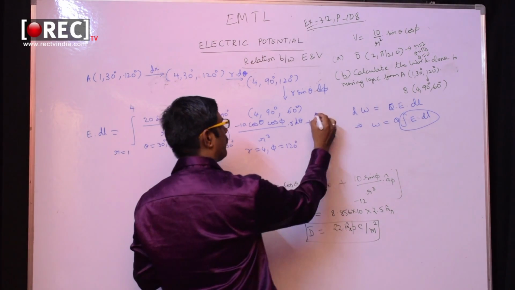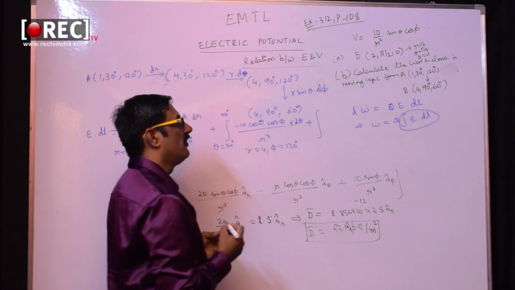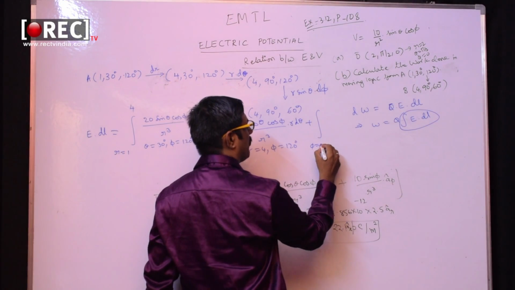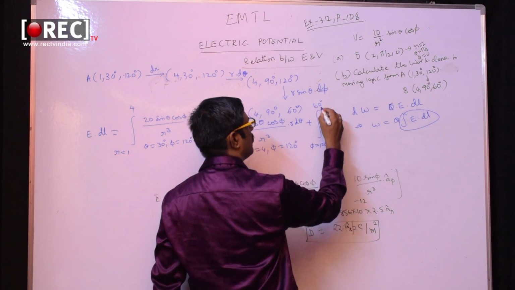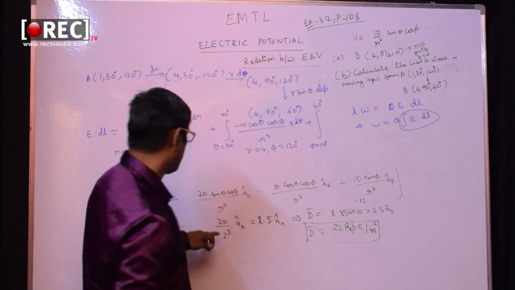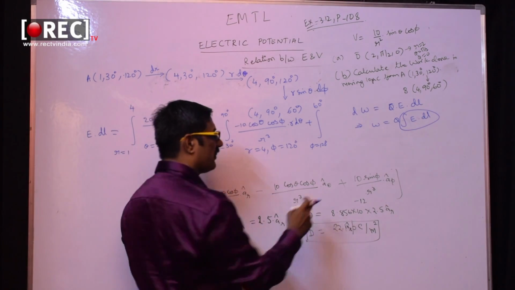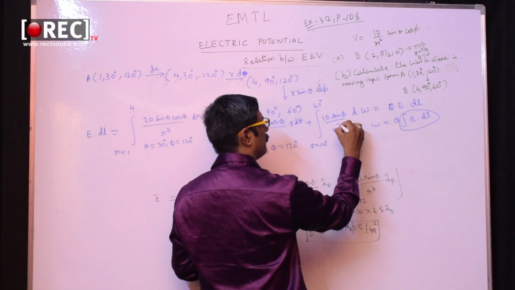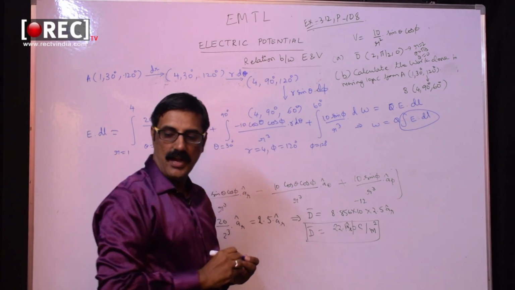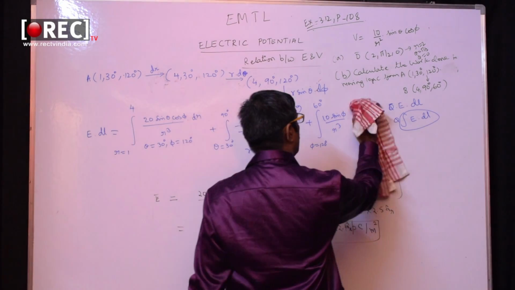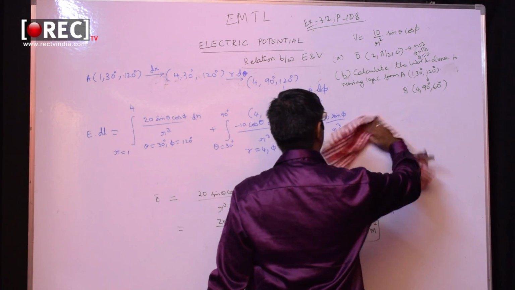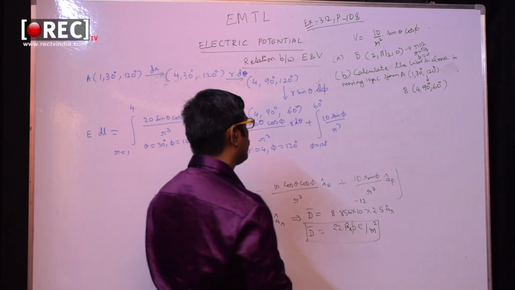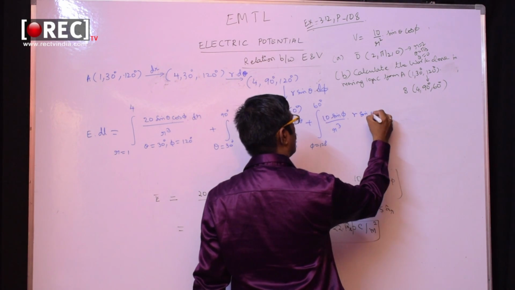Okay, and the final part of the integration is the phi variation. So phi is varying from 120 degrees to 60 degrees. You are going to substitute the phi component here. The phi component is simply 10 sine phi by r cube, into the length component dl. In case of phi, it is r sine theta d phi.